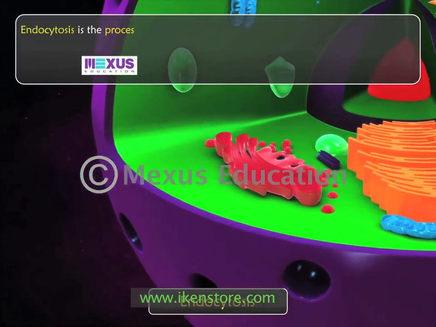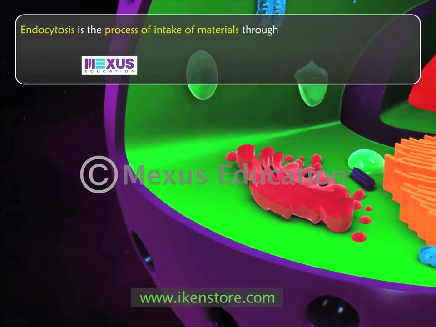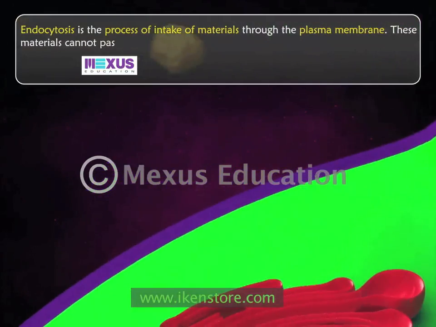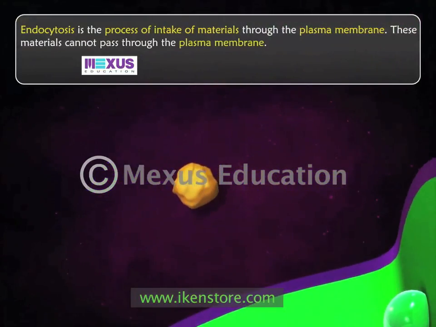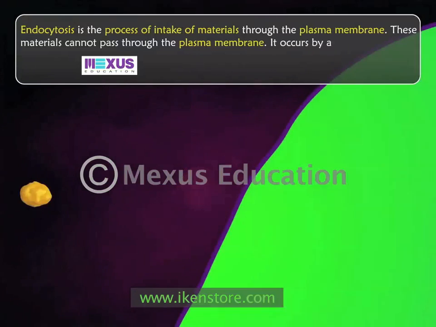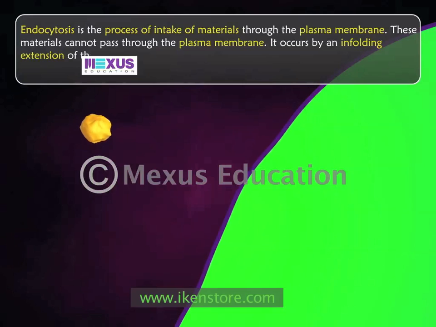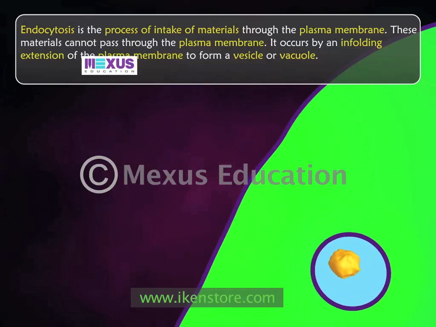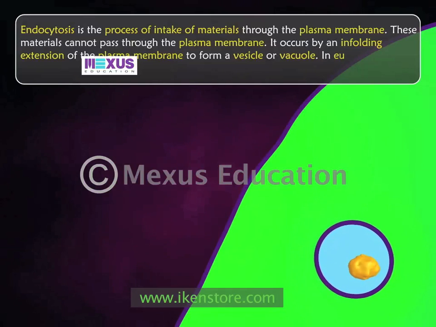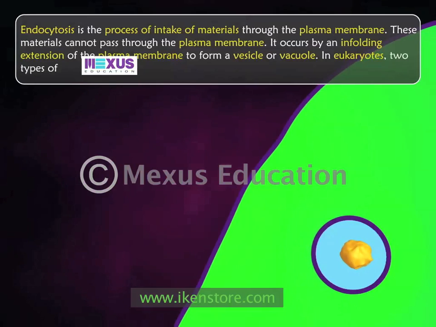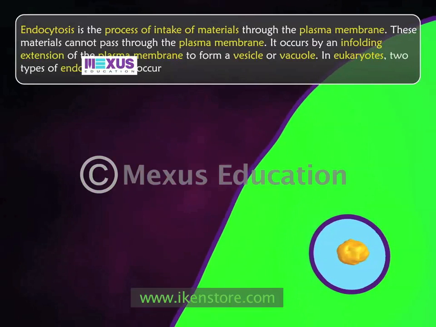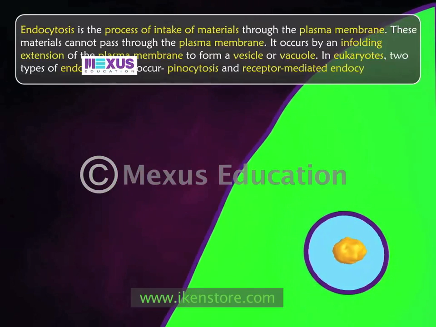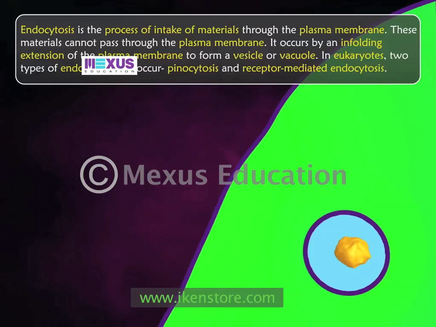Endocytosis is the process of intake of materials into the cell through the plasma membrane. These materials cannot pass through the plasma membrane directly. It occurs by an infolding extension of the plasma membrane to form a vesicle or vacuole. In eukaryotes, two types of endocytosis can occur: pinocytosis and receptor-mediated endocytosis.